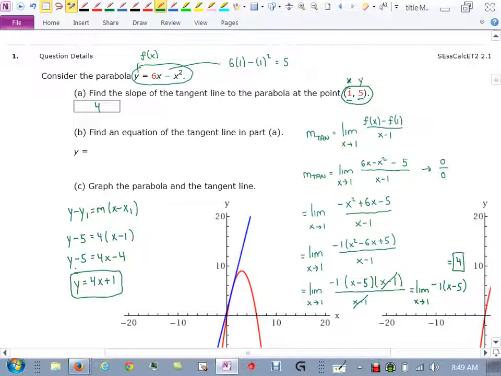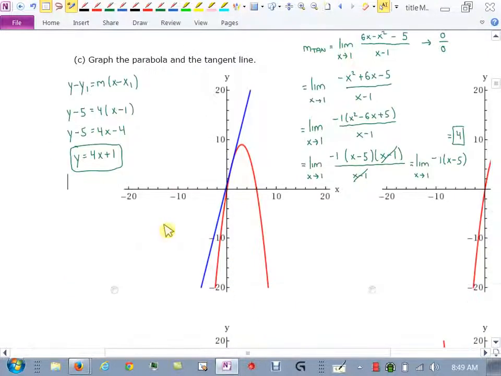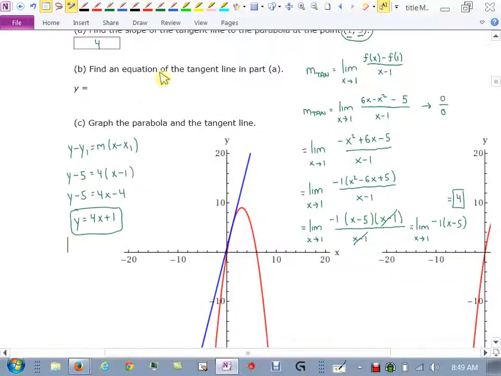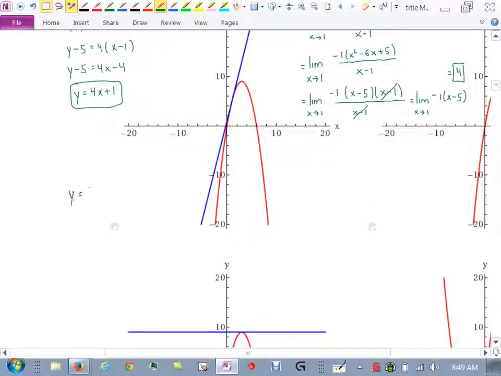Now, for part C, we want to graph the parabola and the tangent line. So for graphing, the parabola was y equals 6x minus x squared. One way you could do this, you could find the x-intercepts first, so you could set it equal to 0. You could factor out an x, set each of the factors to 0, and that would give you x is 0 is one x-intercept. The other one is x is 6.